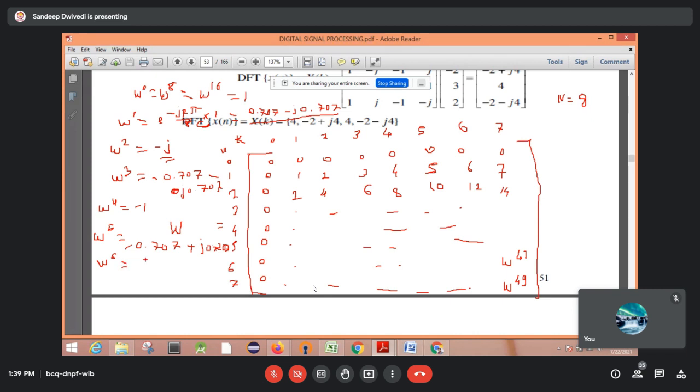Okay, so what will happen here? The value of k n is 6. So pi by 4, you can write this as 3 pi by 2. So this will be cos 3 pi by 2 minus j sin 3 pi by 2, raised to power 6. 3 pi by 2, that means what will be its value?